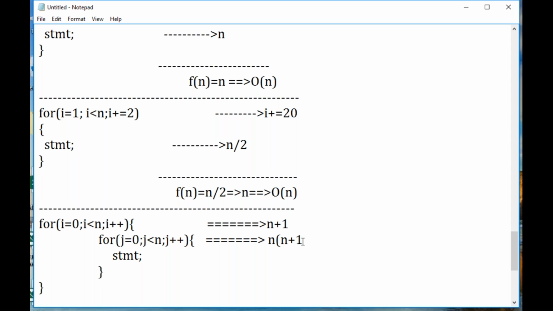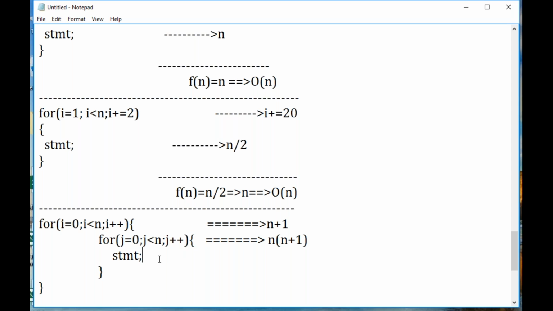This J loop will execute n into n plus 1 time. This n is nothing but your I loop times your J loop along with that n plus 1 time. The property of J loop is n plus 1 time along with this I loop. So n into n plus 1 time your J loop is going to be executed.